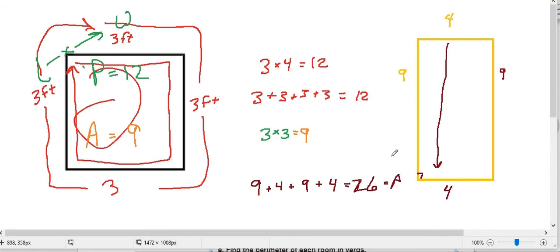Okay, how do I find area? Multiply the length and the width. 9 times 4. Okay, 36 is the area. Usually area is bigger, not always. Usually. So that's the basics.